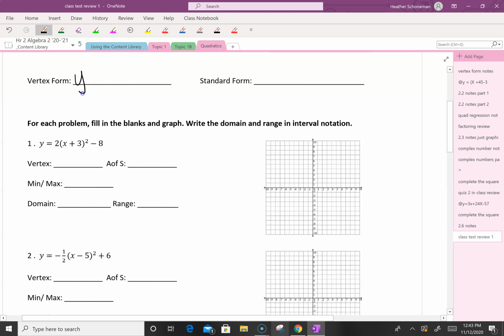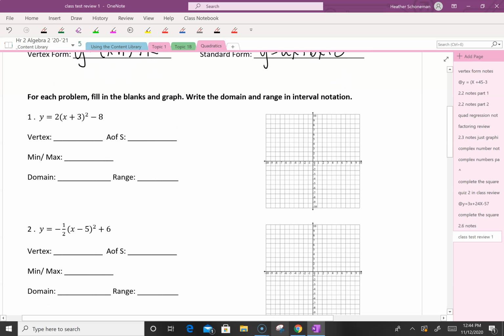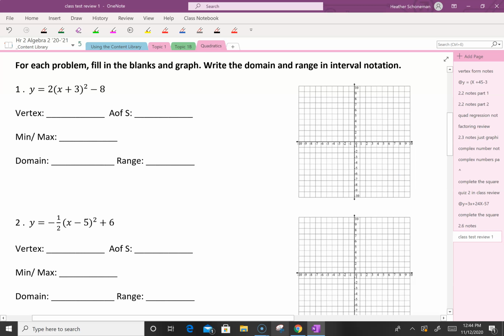So vertex form, remember, is y equals (x minus h) squared plus k. The standard form is y equals ax squared plus bx plus c. So these first two are in vertex form, and when they're in vertex form, we can read the information directly from the equation. So the vertex is -3, -8. The axis of symmetry is x equals -3. This graph, because it starts with a positive number 2, opens up, so the vertex is the lowest point, so it's a minimum at the y-coordinate.